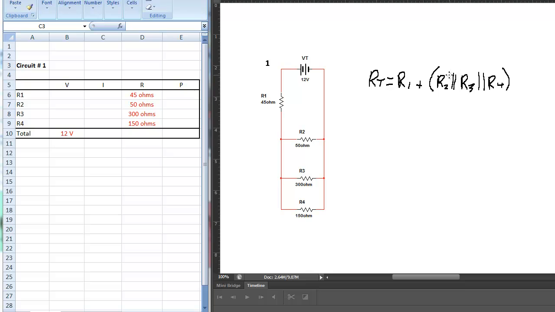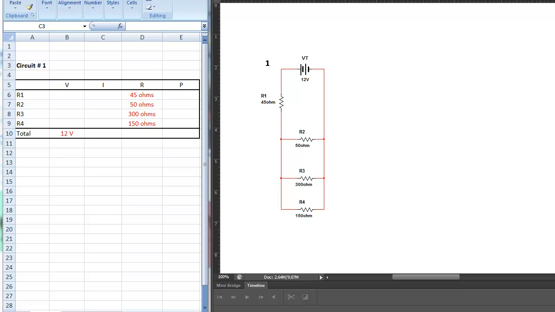And the only thing that you weren't aware of when you started this class is this little operator here or here. It's just two parallel lines, and that we take in our class to mean in parallel with. So that's a simple function there. So that's how we would look at the first circuit here.